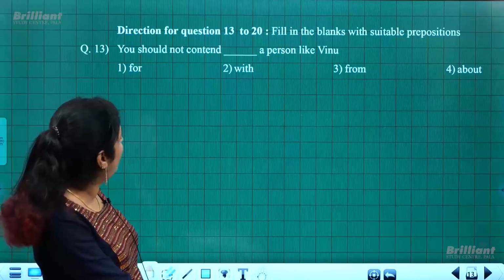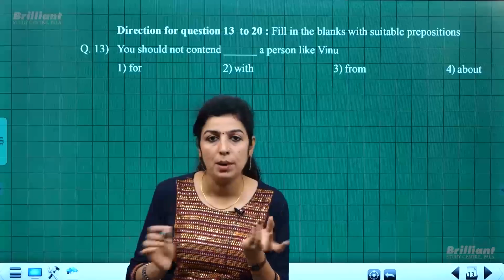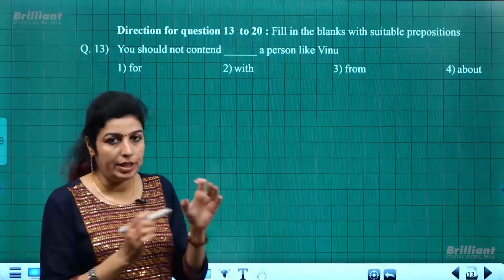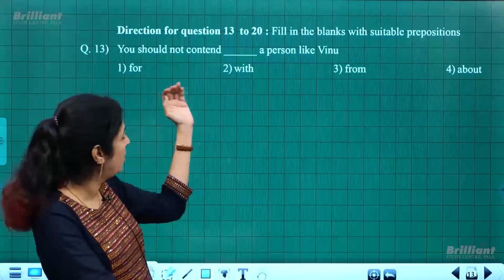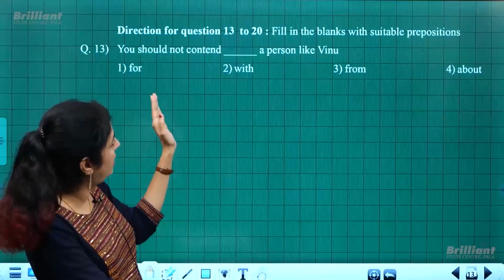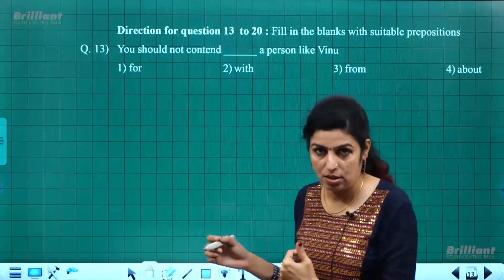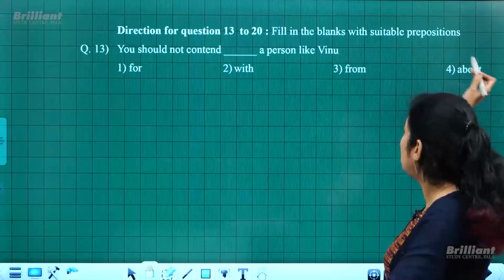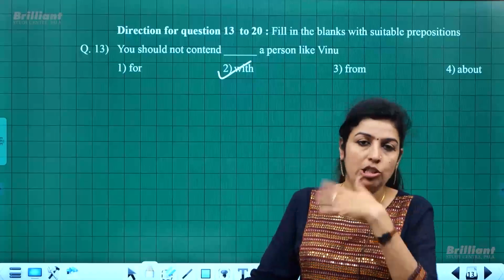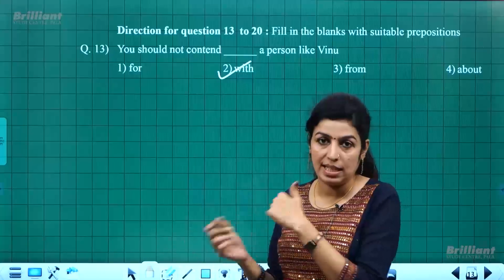Now we have the next set of questions, from 13 to 20. We have, as usual, the use of suitable prepositions. You need to find out the exact preposition which would fit into the blanks given from question number 13 to 20. The 13th question is: you should not content dash a person like we know. That means you should not be satisfied with. So obviously you should not content with a person like, or in other words, it has a similar meaning: you shouldn't adjust with. Not happy about, but satisfied with. In that sense, it should be with.